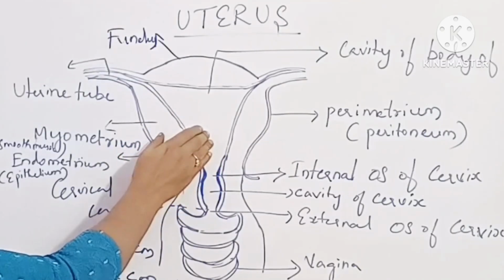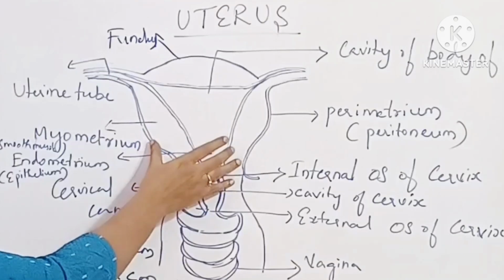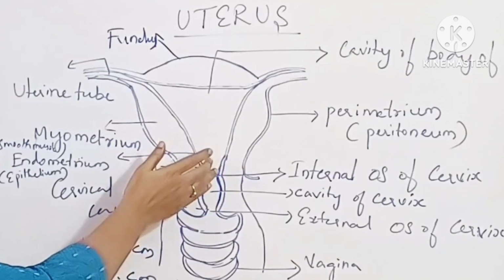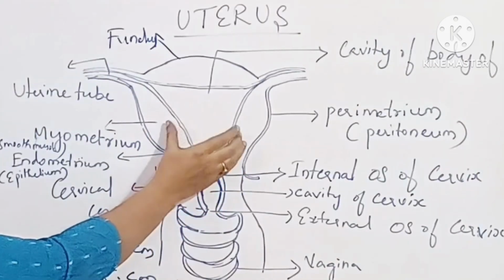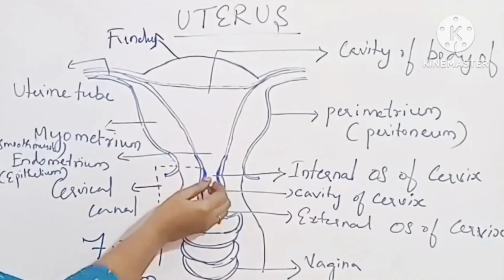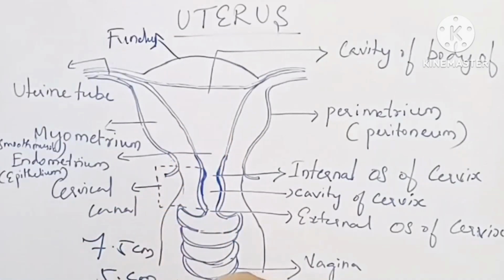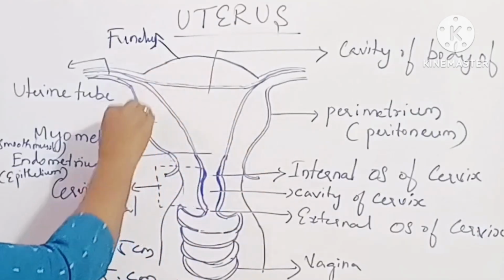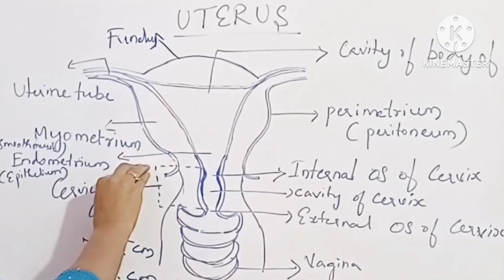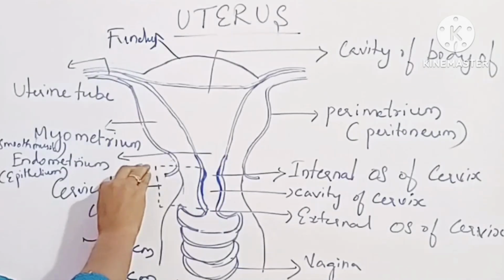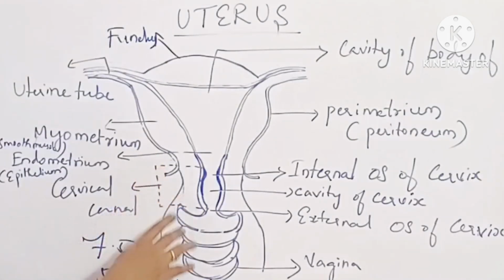When labor commences, the uterus contracts and expels the baby through the vagina, and the uterus returns to its normal size. That process is called involution. That is about the uterus.